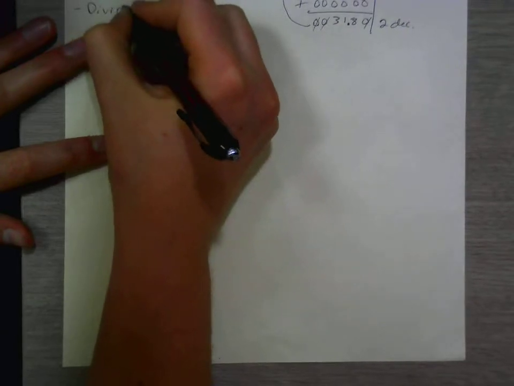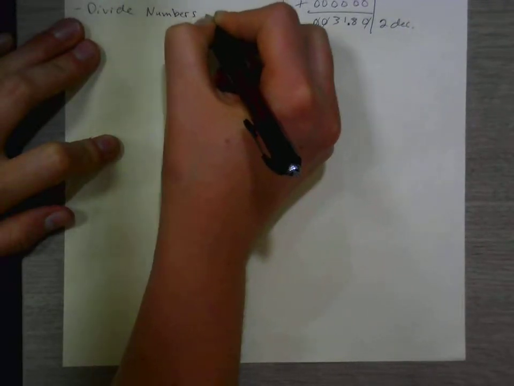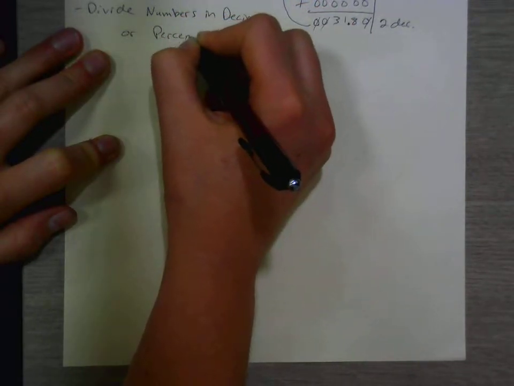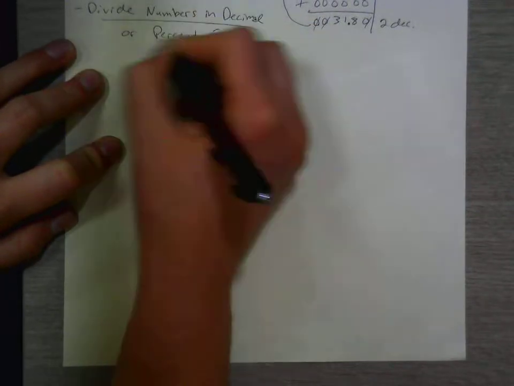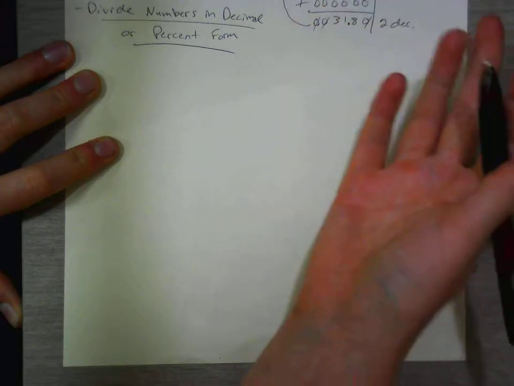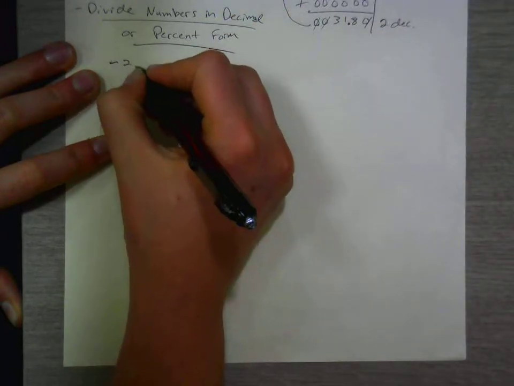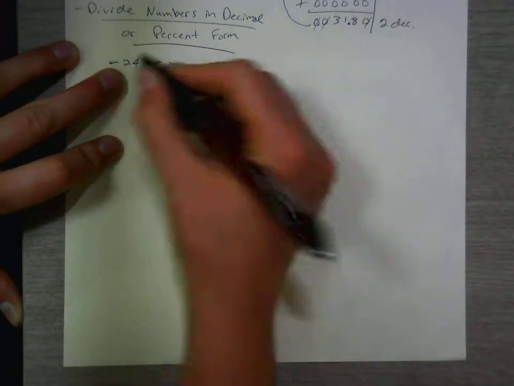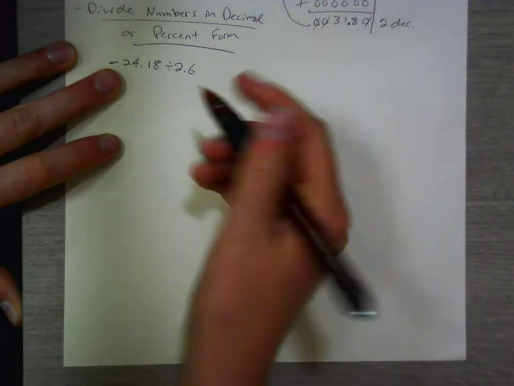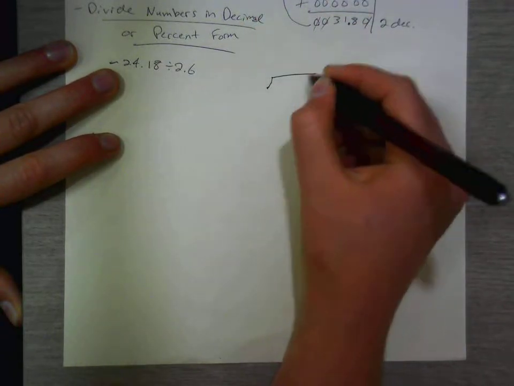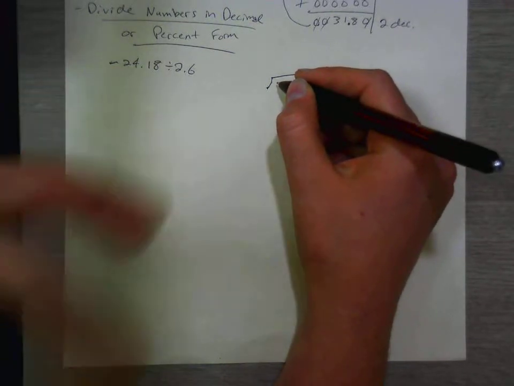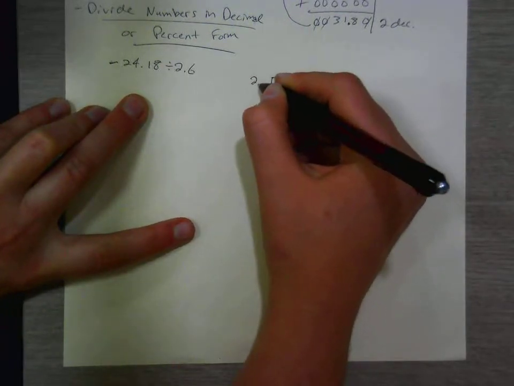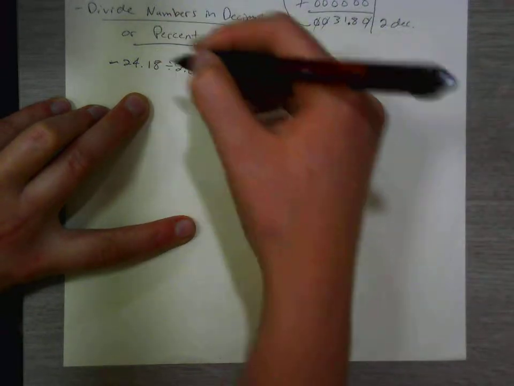Next, divide numbers in decimal or percent form. We're going to divide numbers in decimal and percent form. So we already multiplied, now we're going to divide them. Let's try negative 24.18 divided by 2.6. So remember, when you do division, you're going to put the first thing inside your long division box here. So you're going to put 24.18 because it comes first. Divided by, you put the second number on the outside. First number on the inside, second number on the outside.